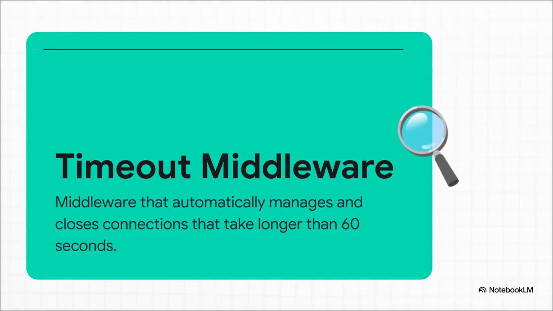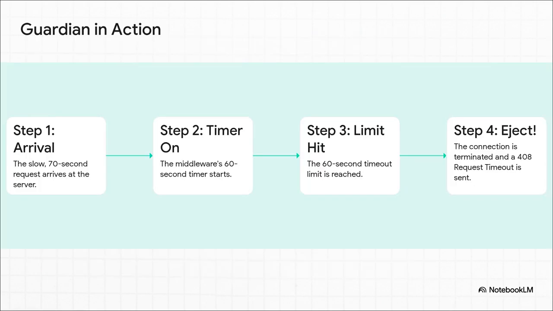So, how does this bouncer do its job? It's pretty cool, actually. For every single request that arrives, the timeout middleware starts a stopwatch. And if that request is still running when the 60-second alarm goes off, the middleware immediately jumps in. All right, let's watch this guardian go to work.